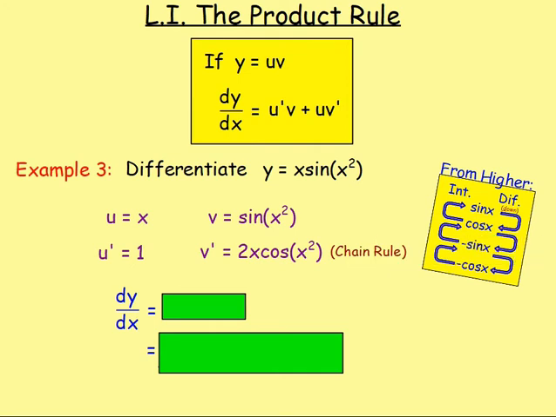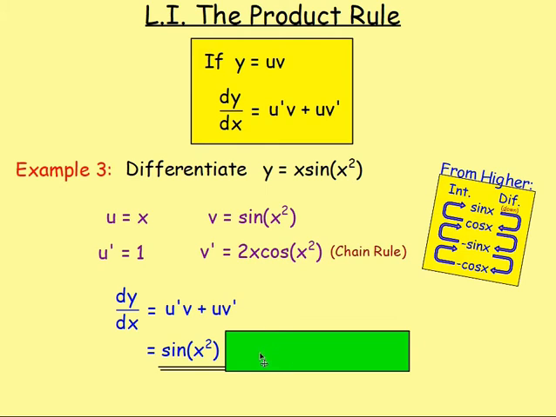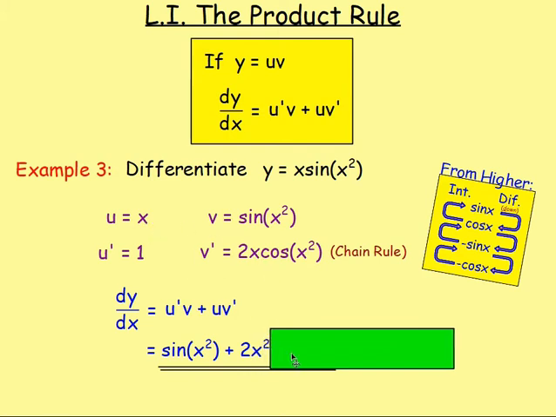From there, dy by dx equals, say it with me, u dash v plus uv dash, yeah! And from there, u dash times v, we've got 1 times sine of x squared, plus u times v dash, which is going to be x times 2x cos x squared. And when you write that down, put any numbers first. We've got the x times the x, which will give us x squared, and then I've got the cos of x squared. Any common factors? Well, nope, there's none, so we're leaving it as that. That is our answer. Lovely.